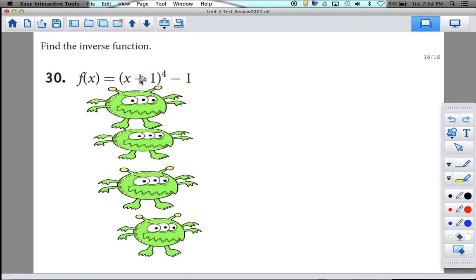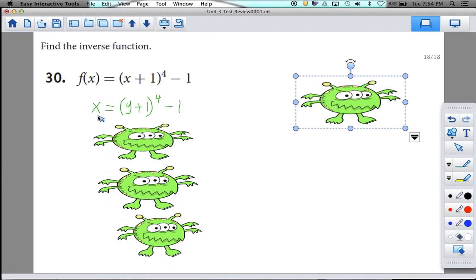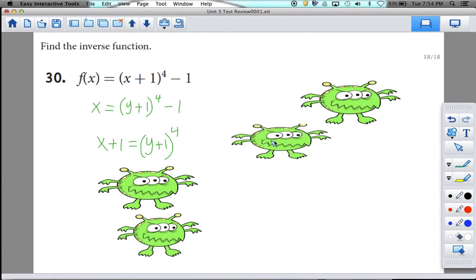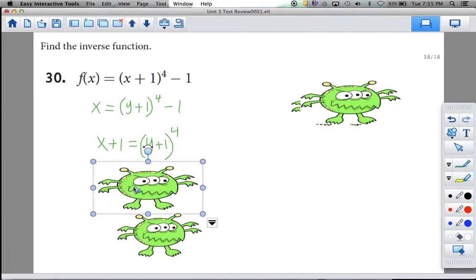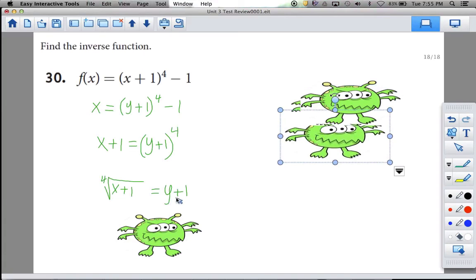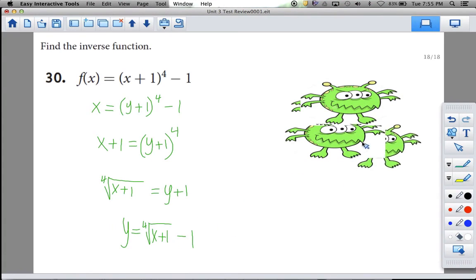then this is an easy problem. All right, here's another possible formula that you might have. x plus 1 to the fourth power minus 1. Again, switch your x's and your y's. Then start solving for y. Get y by itself. So we add the 1 over here. Then we're going to do the fourth root. And then we're going to subtract by 1. And that's what your inverse function will be. I think that's the last question.